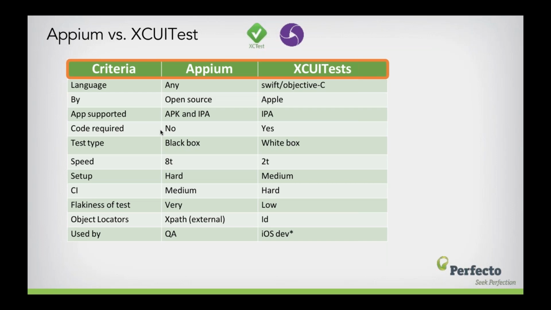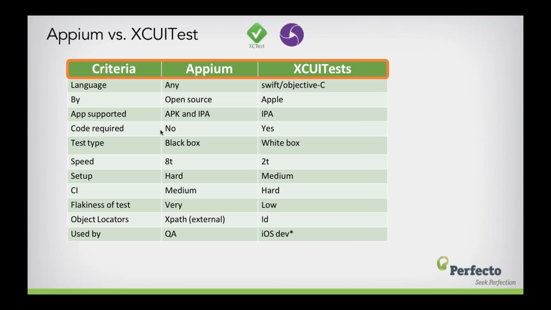What happens in XCUITest is, when you compile your application, you get two IPAs. One is the application IPA, the other one is the test IPA. So you install both the test and the application, and you run the test on this. In order to use XCUITest and write a test, you must have the code. The test type is white box versus black box, and this is why I think it's important to run both as part of your pipeline. XCUITest is much faster than Appium, but some tests must be executed externally by Appium.